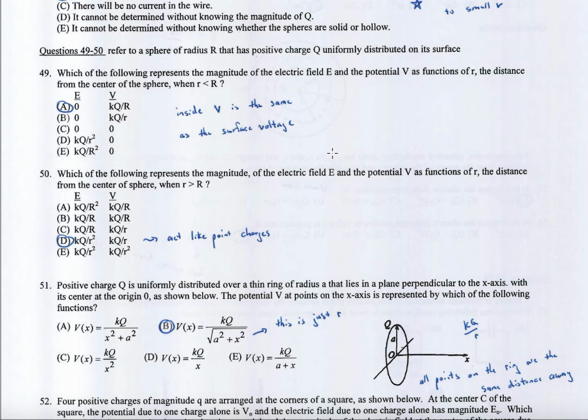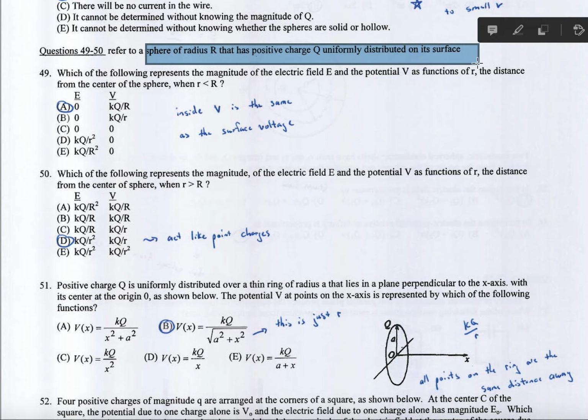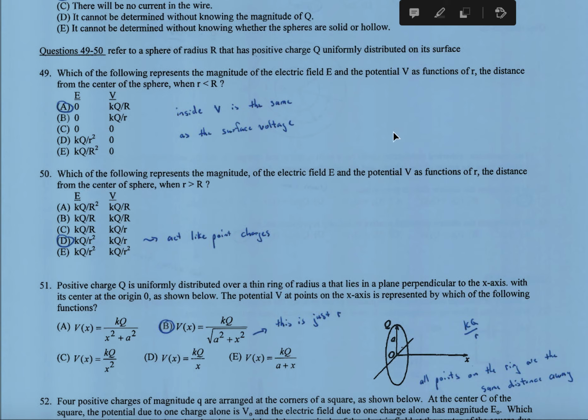Which of the following represents the electric field? Okay, so we have a sphere, and we know the charge is uniformly distributed on its surface. So then the electric field inside is nothing, and the voltage is just KQ over R.